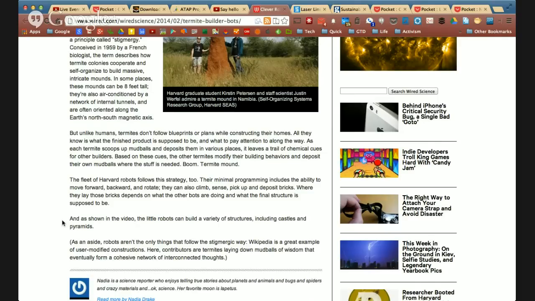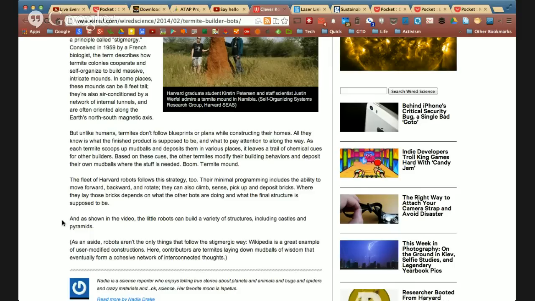Not only are they impressive in themselves, but apparently they're also aligned to like the Earth's magnetic field. So there's a lot of sensing going on, whether or not the termites realize it or are thinking it. They are reacting to inputs and stimulus. So the Harvard robots are mimicking that strategy, and so they're programming very basic functionality: move forward, move backward, turn, and then picking up and setting down the bricks.